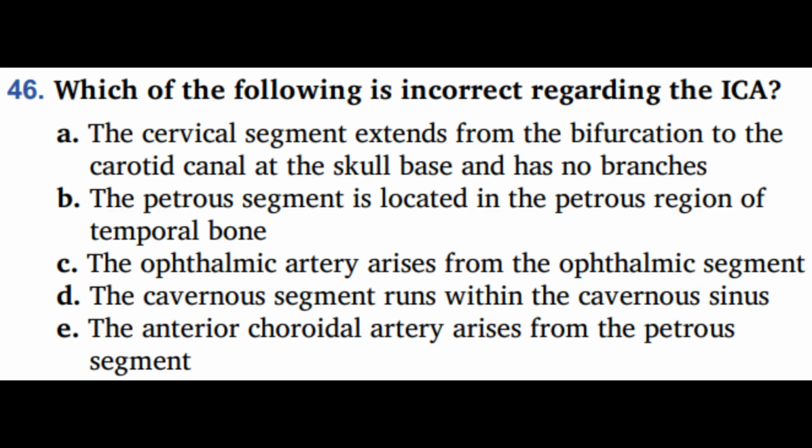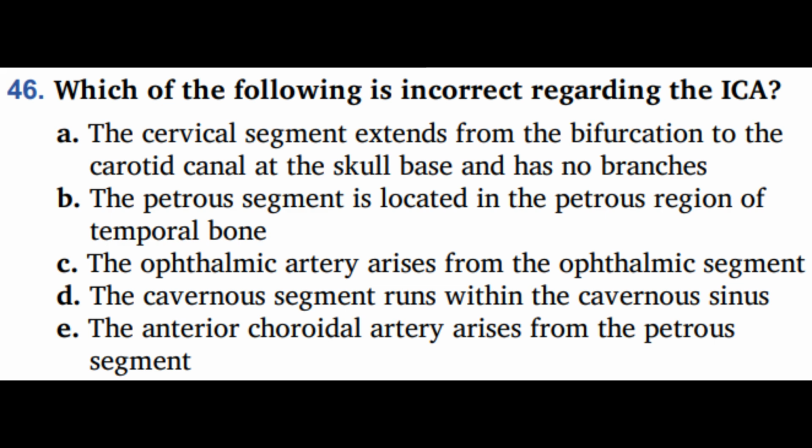Number 46. Which of the following is incorrect regarding the ICA, that is the internal carotid artery? A. The cervical segment extends from the bifurcation to the carotid canal at the skull base and has no branches. B. The petrous segment is located in the petrous region of the temporal bone. C. The ophthalmic artery arises from the ophthalmic segment. D. The cavernous segment runs within the cavernous sinus. And E. The anterior choroidal artery arises from the petrous segment.